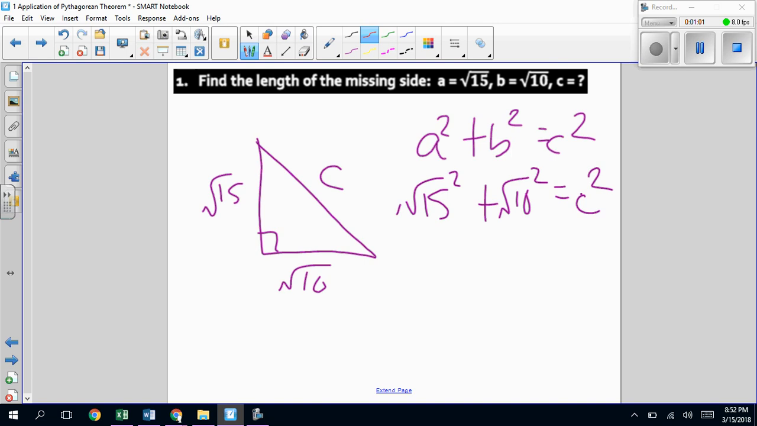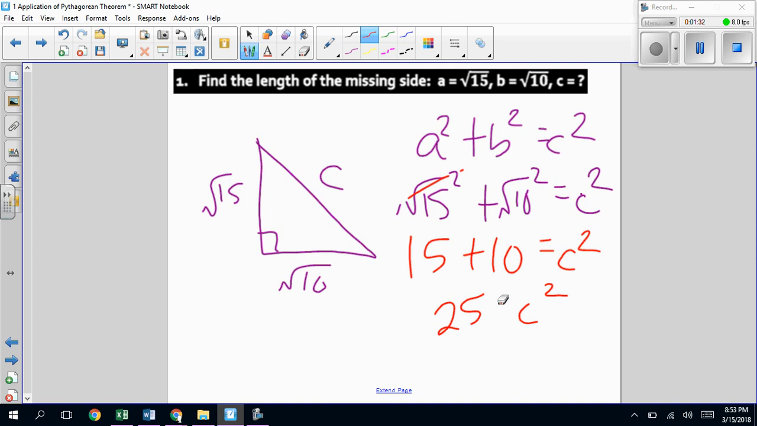So if I take the square root and then I square it, that's like if I have 15 and then I add 5 and then I take away 5, I end up with 15. The same thing happens when I take the square root and then I square. So if I take the square root of 15 but then I square it, I just end up with 15. Same thing over here. If I take the square root of 10 and then I square it, I just end up with 10. Okay, so 15 plus 10 is 25.